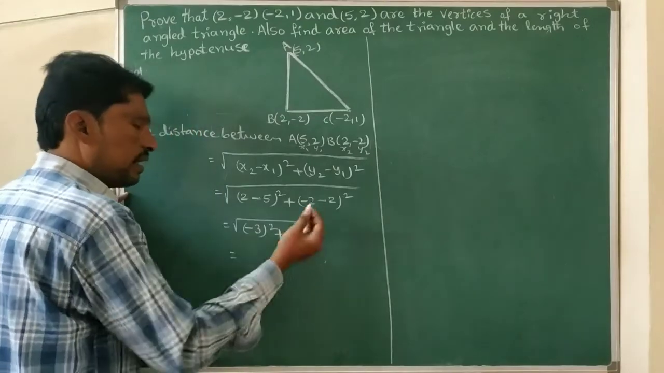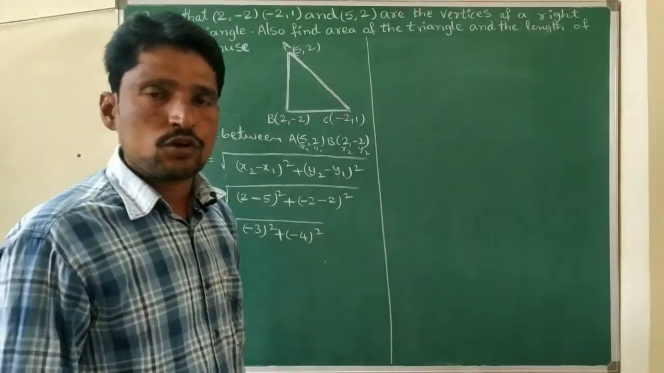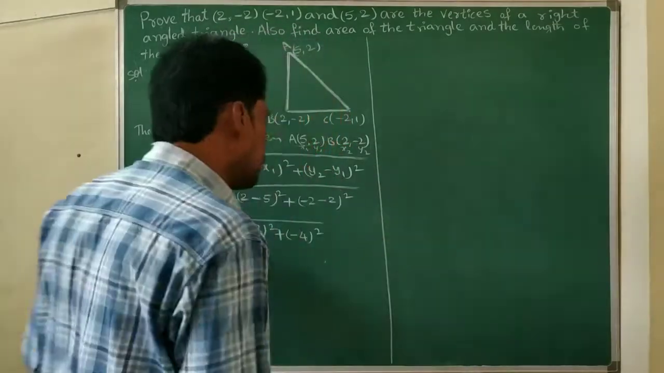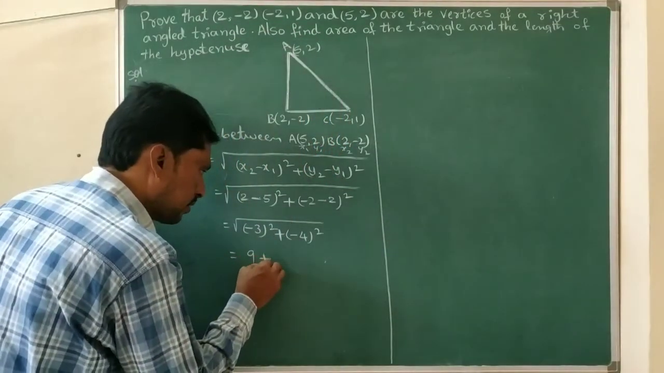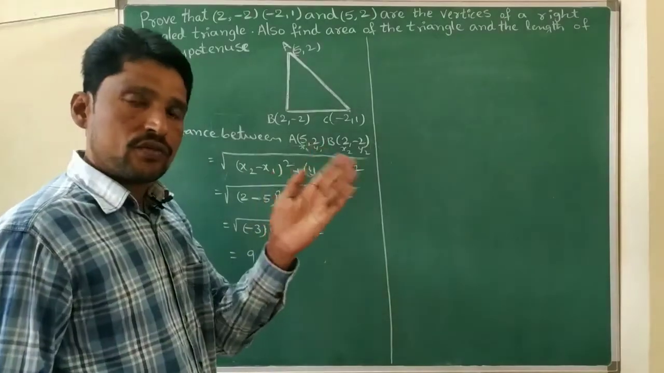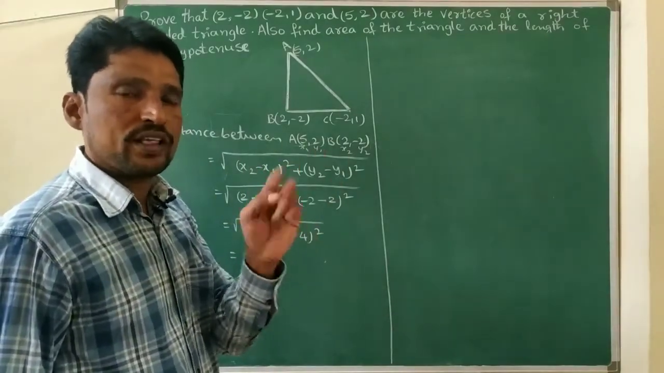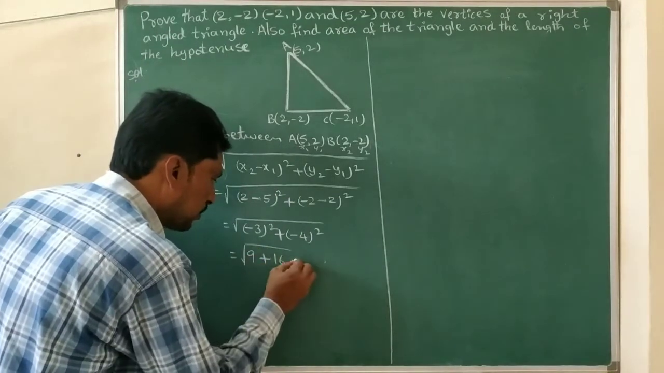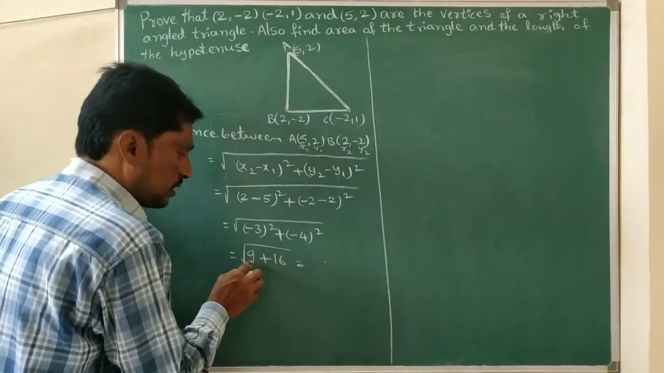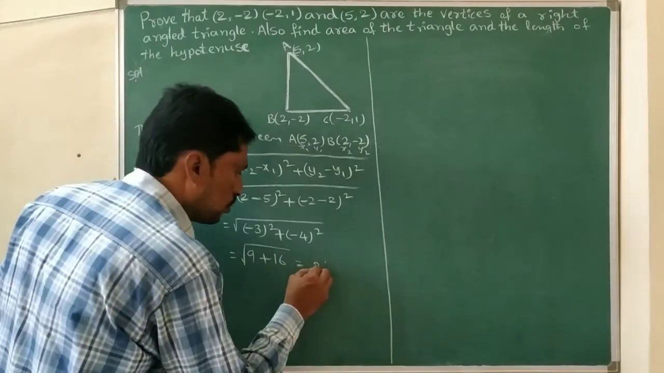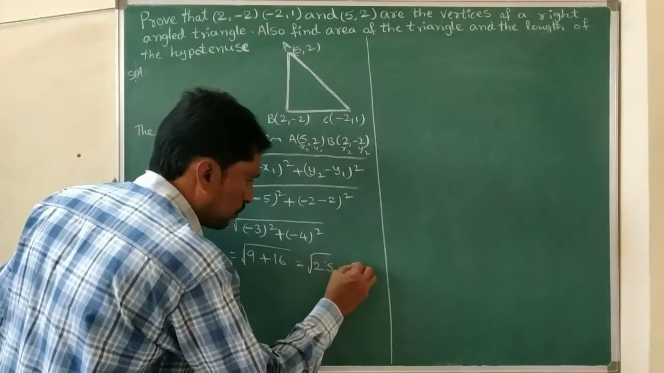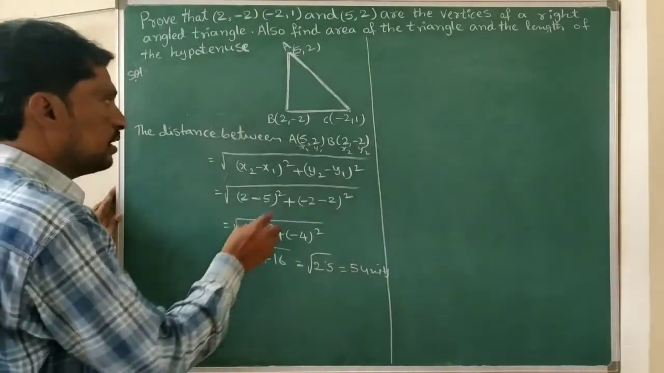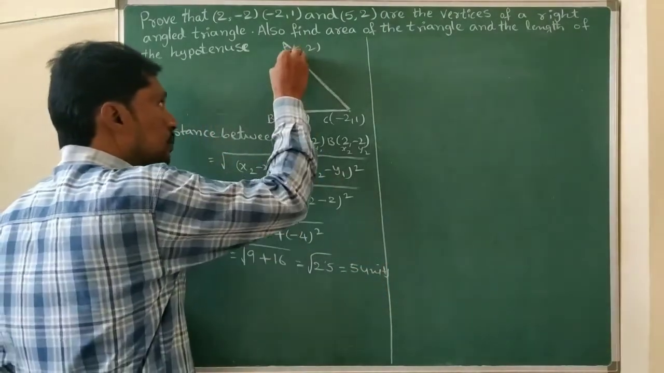So (-3) whole square means -3 into -3, minus into minus plus, 3 threes are 9, plus (-4) whole square. (-4) whole square means -4 into -4, minus into minus plus, 4 fours are 16. So that value we can get 9 plus 16, that is 25. Root 25 value is 5, that is 5 units. Now we got it here. Distance AB we got.